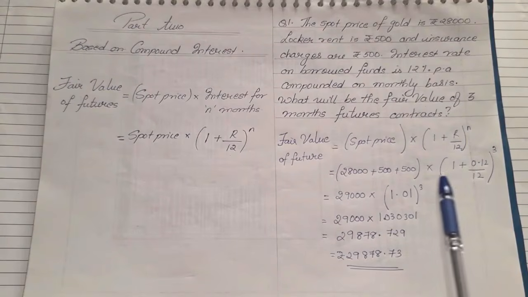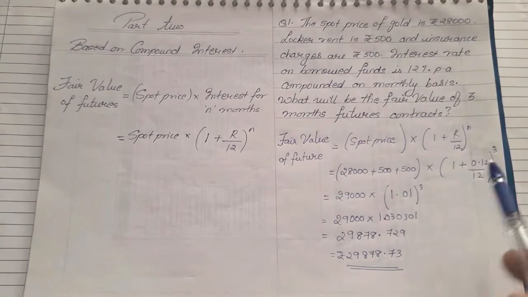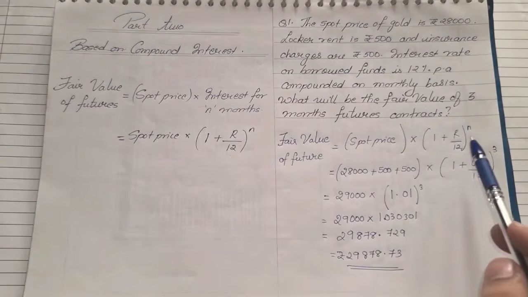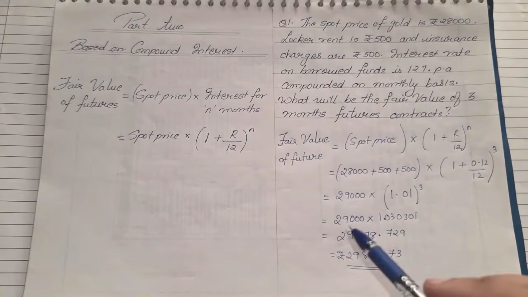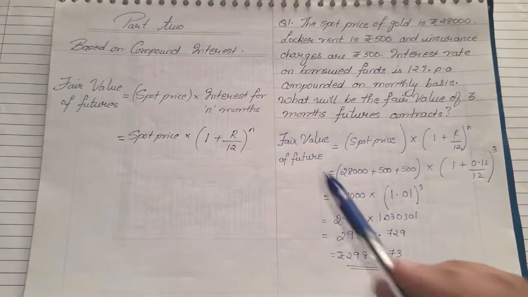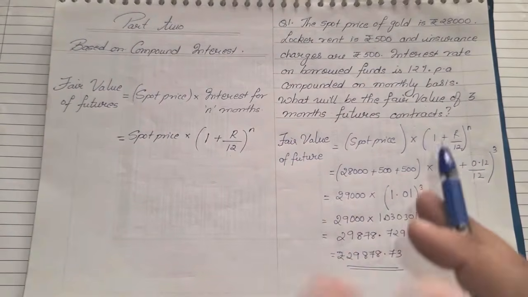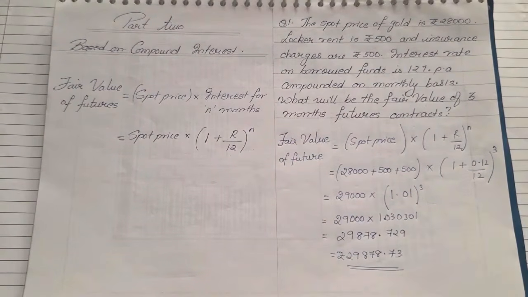So very simple. The only change between the simple and compound interest is the interest part. The rest everything remains the same. Now we'll take up another 2 more questions based on compound interest, and with that, this entire chapter based on futures and various types of futures that can come into your exam will be completed. So now we'll take up the second and the third sum.